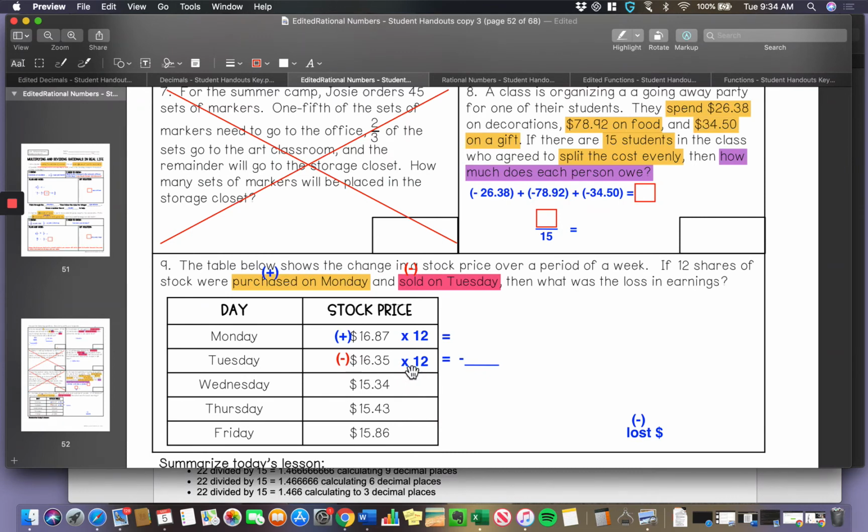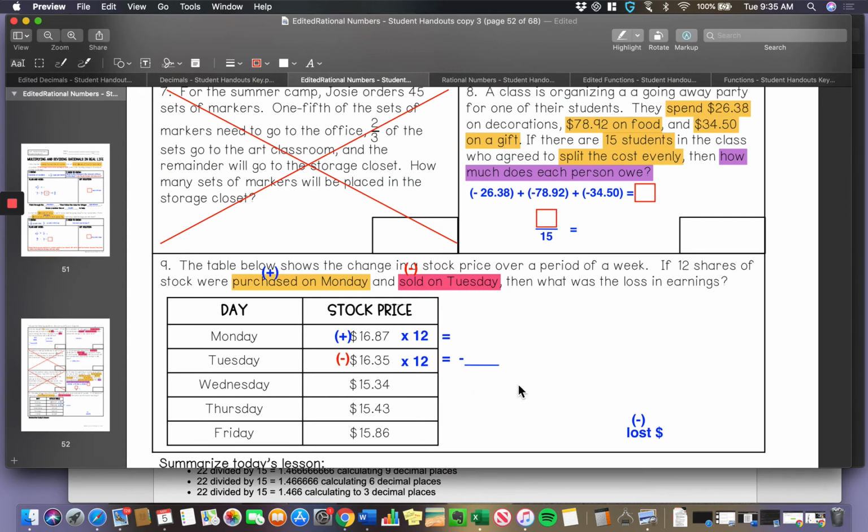So we sold all of our stock. So we have negative $16.37 times 12. Okay? And I guess a quick piece I can add in here is that when you buy and sell stock, the idea is to buy low and sell high. So I bet this person wished they bought the stock on Friday and sold it on a Monday. Okay? They would have gained money, but in this case, they are losing money.